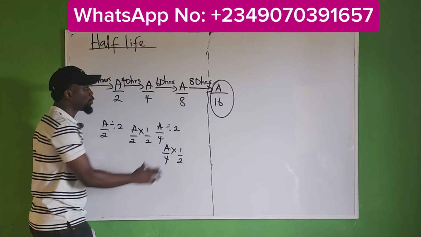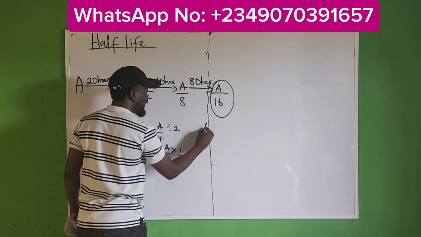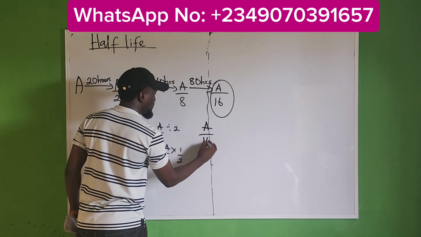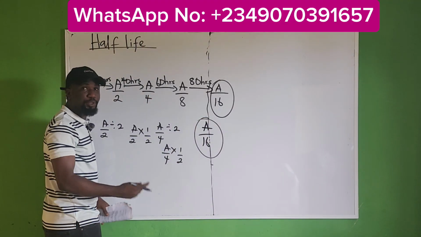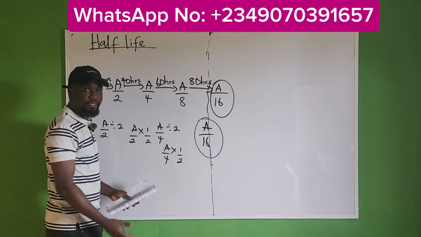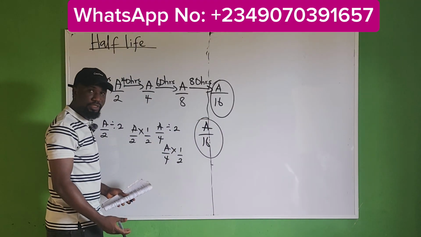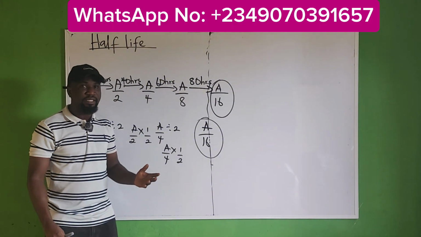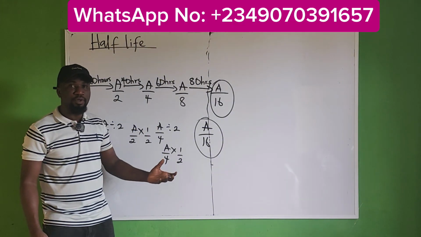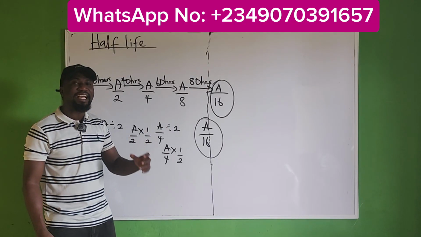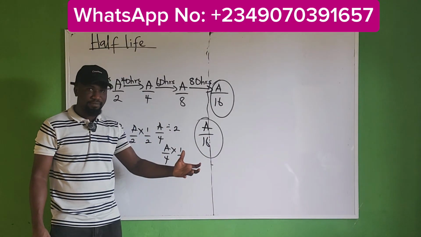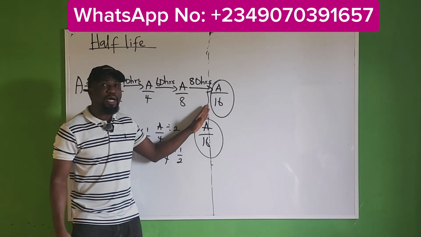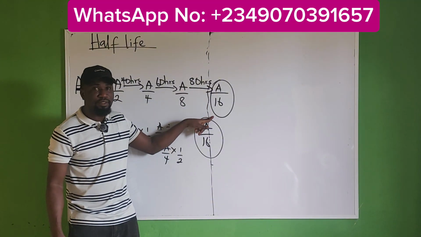Are you getting me now? So what we have left is A over 16. So we can have it to be 1 divided by 16. Do you understand? Another thing you need to know is, you can be asked what is the fraction of the radioactive substance that has gotten decayed? This now is what you have left after 80 hours.